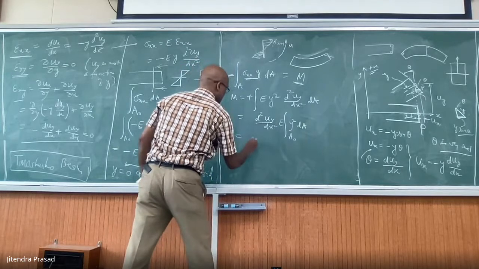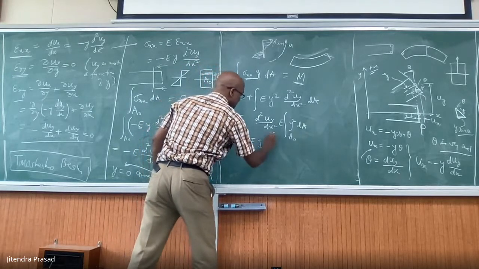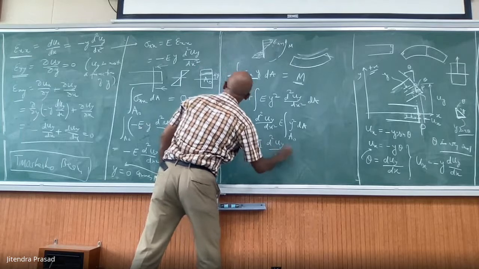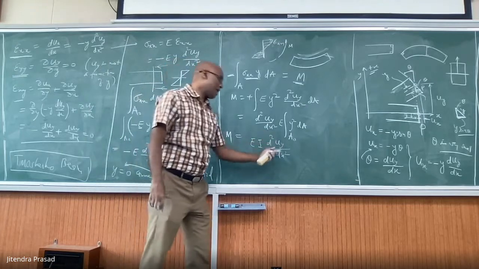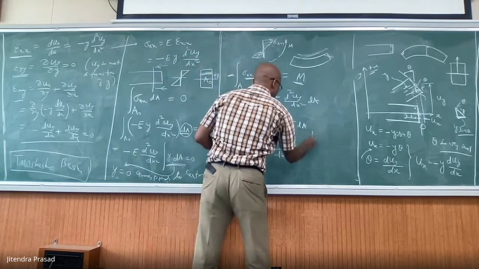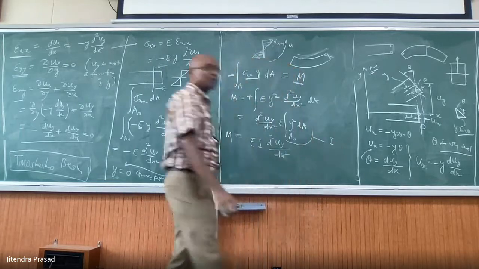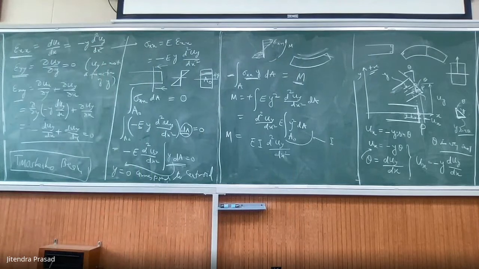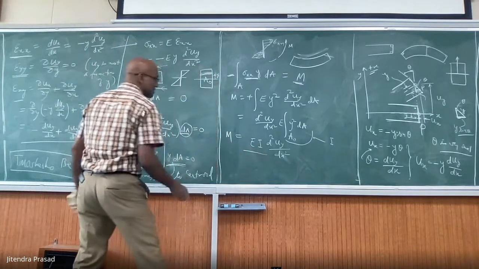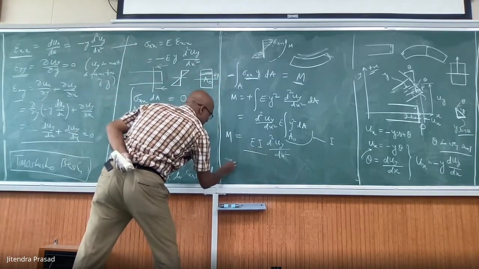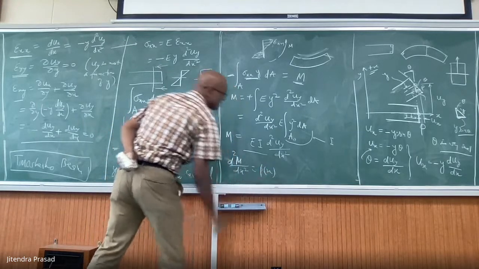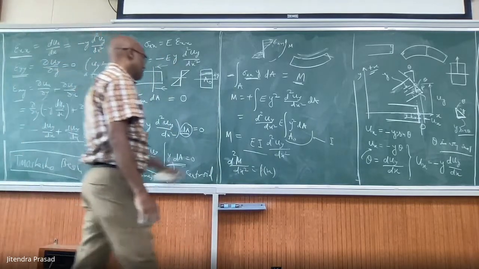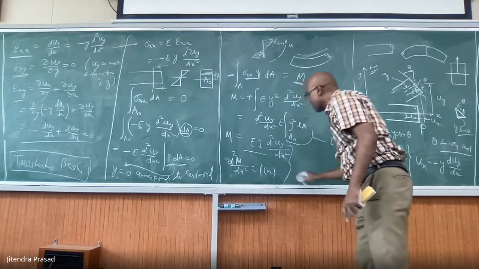What is this integral? It is I. So M equals EI d squared uy over dx squared. You got it? Okay. Once we have that, remember the original equation we derived, d squared M over dx squared equals px. You put that value here, both together, and what do we get?